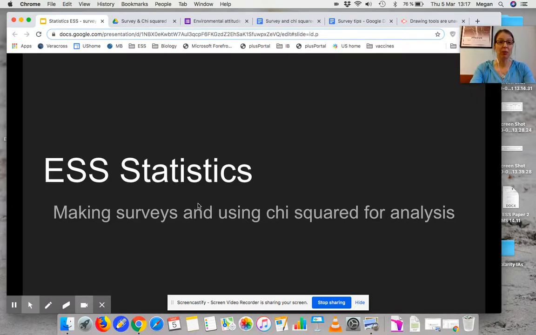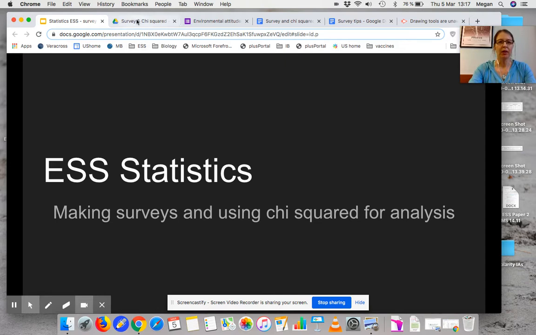Okay, so more ESS statistics. And today, what we're going to do is look at making a survey and then analyzing the results of that survey using chi-squared. It's another statistical test. I'm going to take you through an example survey, and we'll do an example of crunching those numbers using a chi-squared. And then when we're done, you'll take a look at your own.